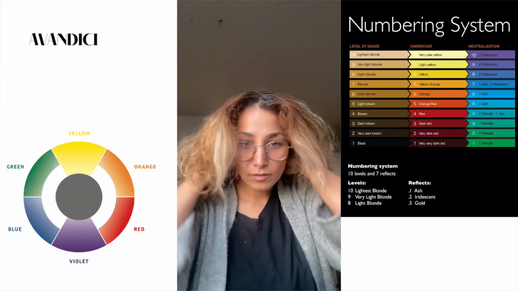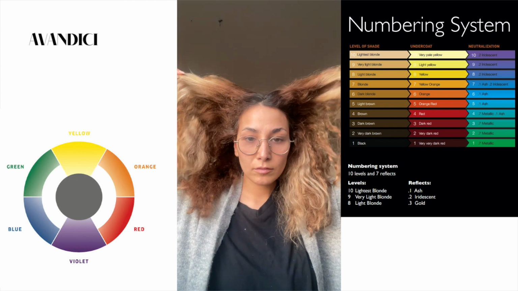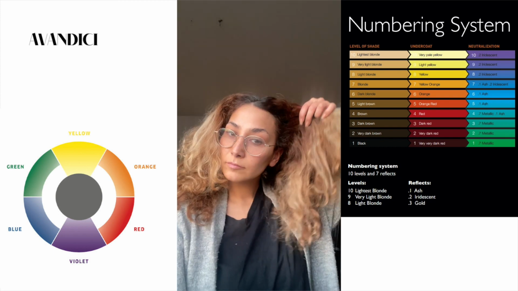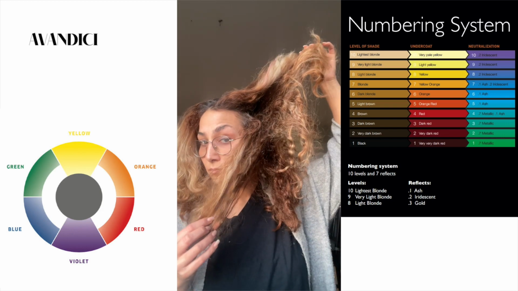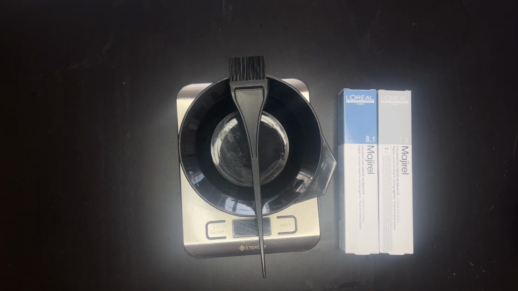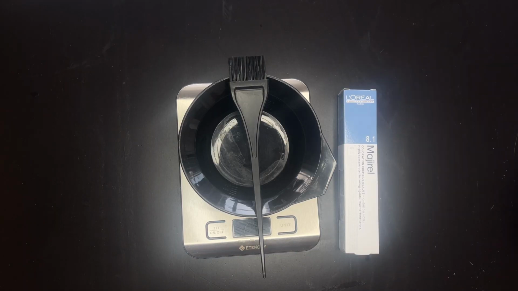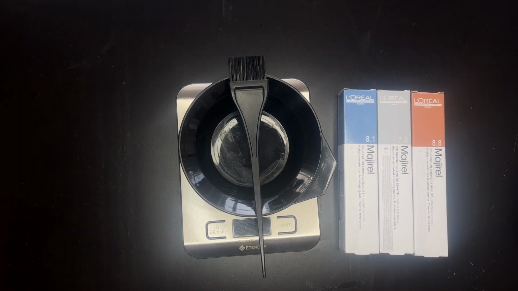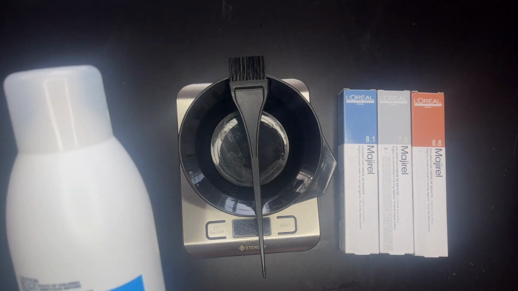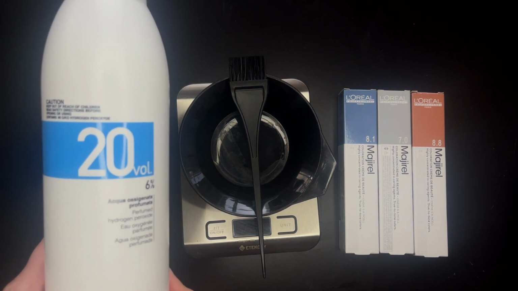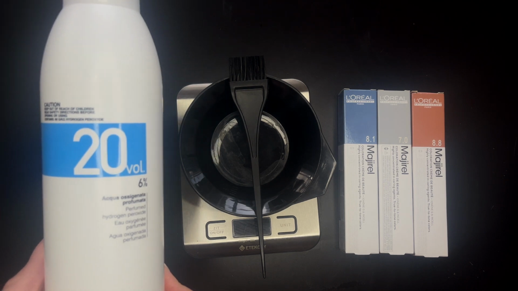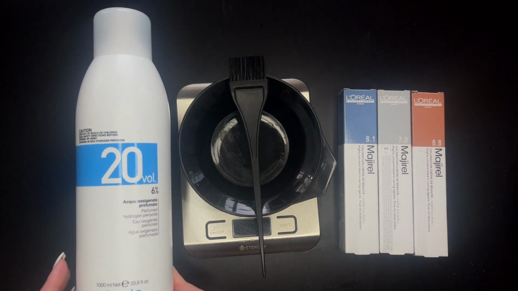If you look at the color wheel and the hair color level chart, choose the right color to neutralize on the color wheel. I have chosen 7.0, 8.1, and 8.8. To cover white hair, you always need to use a natural color to add the pigment which is missing, which is for me 7.0.